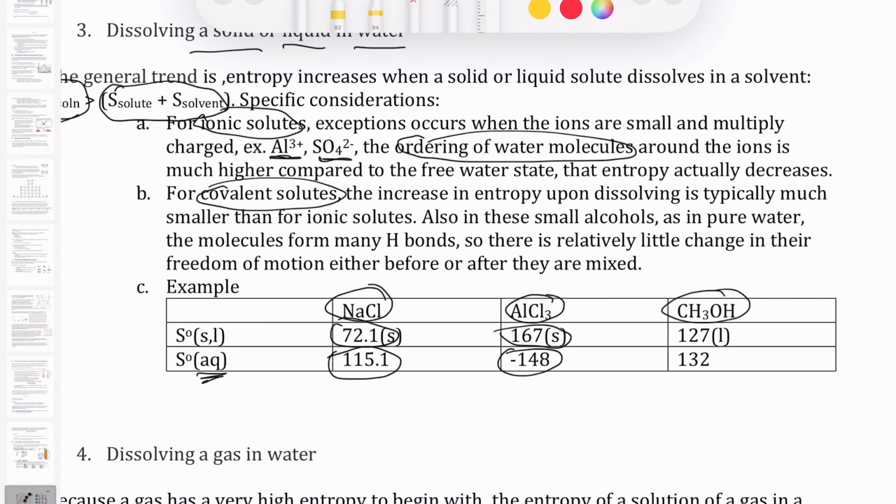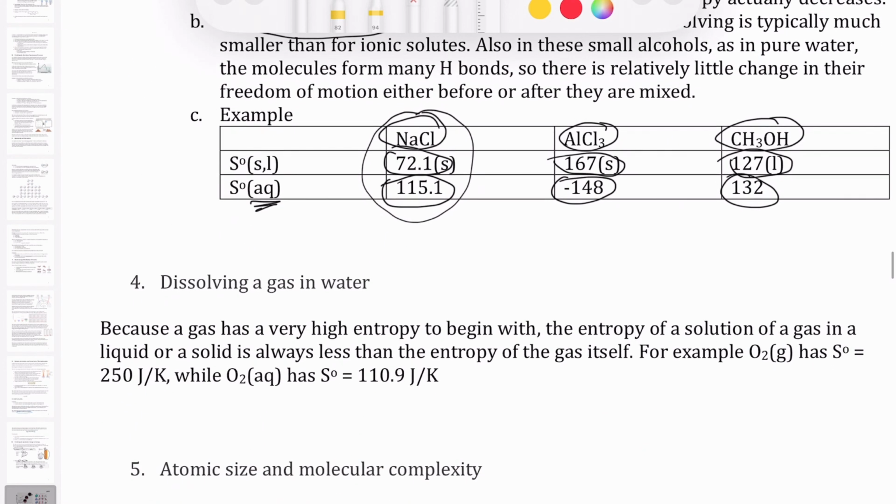Here's a covalent compound, methanol. The entropy of the liquid state is 127, whereas the entropy in the solution state is 132. So there is an increase, but it's just a tiny increase when you compare it to the increase that we observe in the ionic substance.